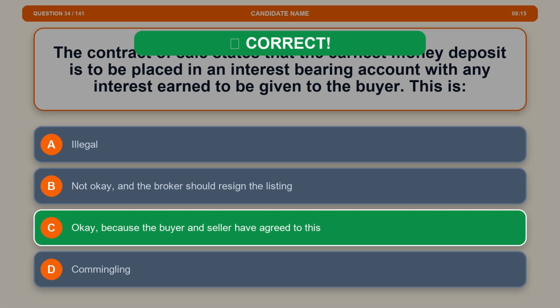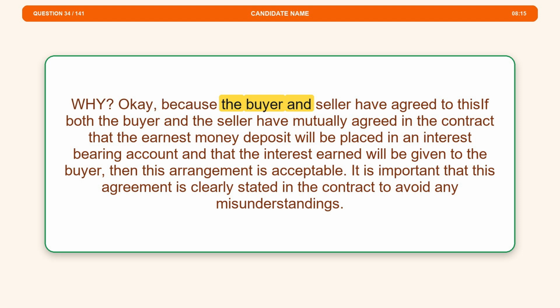The correct answer is option C. Okay, because the buyer and seller have agreed to this. Both the buyer and the seller have mutually agreed in the contract that the earnest money deposit will be placed in an interest-bearing account and that the interest earned will be given to the buyer, so this arrangement is acceptable. It is important that this agreement is clearly stated in the contract to avoid any misunderstandings.